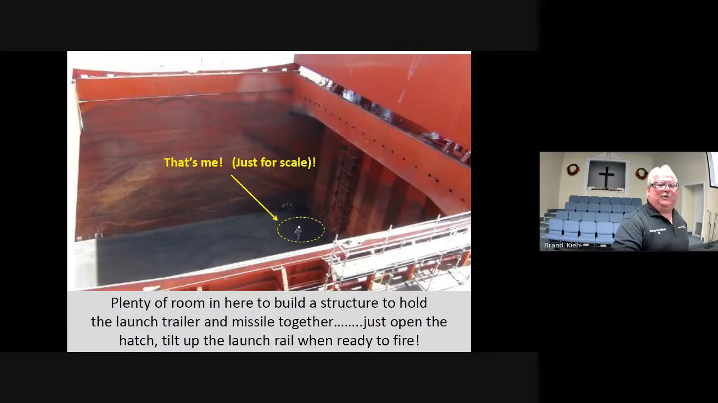That's a picture of me down in one of our coal barges. These are huge, so there's no problem with putting one of these missiles on its trailer. It's a Rector trailer, and you take the wheels off and weld it to the bottom. All you have to do is open the lid and fire.